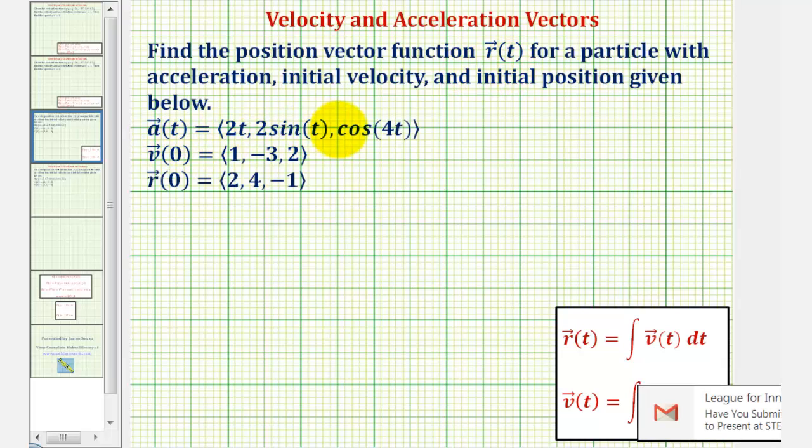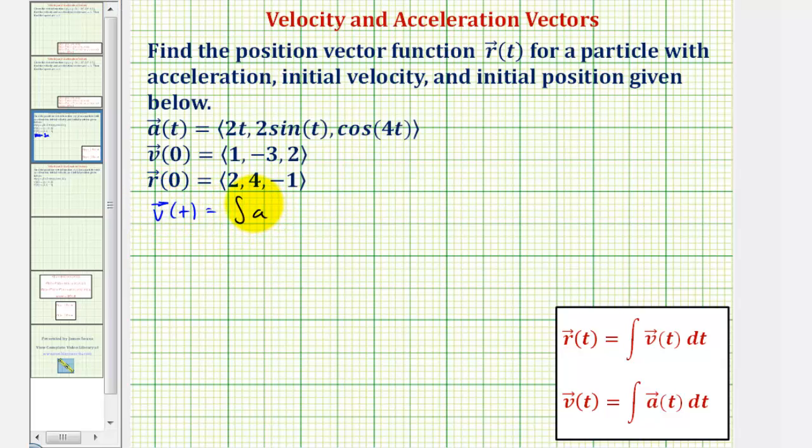Since we're given the acceleration vector valued function, we'll first find the velocity vector valued function by taking the integral of a of t, and then we can find the position vector function r of t by finding the integral of v of t. So we'll first find v of t, which is equal to the integral of a of t, and we're given a of t, so we have the integral of the vector valued function with an x component of 2t, a y component of 2 sine t, and a z component of cosine 4t.